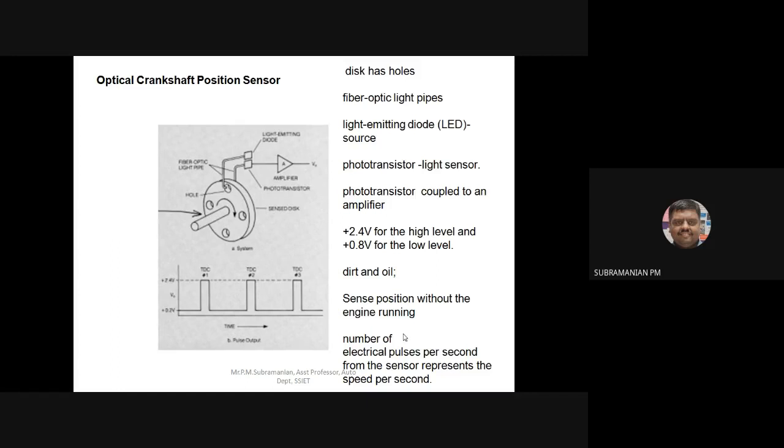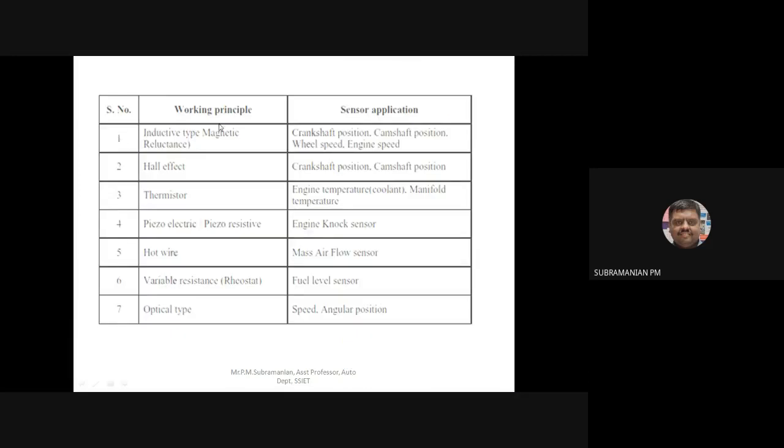With this, the second unit is over. Look at the working principles. Inductive or Hall effect sensors work based on a magnet: crankshaft, camshaft, wheel speed, engine speed. Thermistor: temperature, engine temperature, manifold temperature. Piezoelectric: knock, it has to detect vibration, converting mechanical movement into voltage. Hot wire, temperature resistant: mass airflow. Variable resistance: fuel level sensor. Optical: speed and angular position. So these are the working principles.